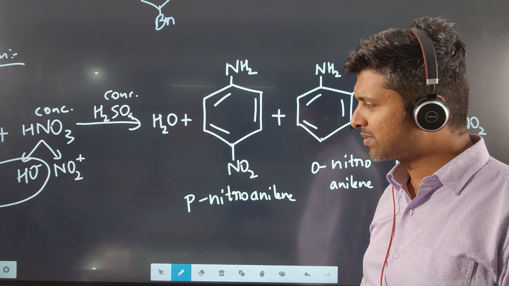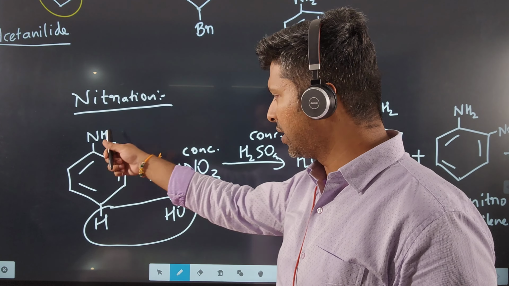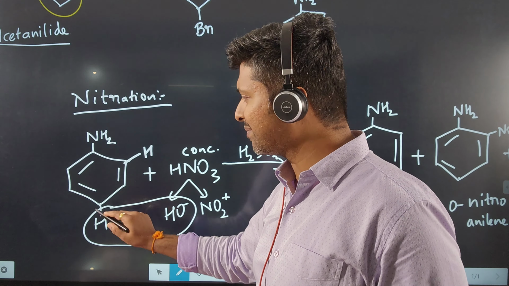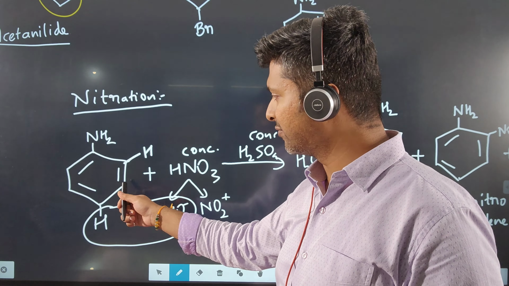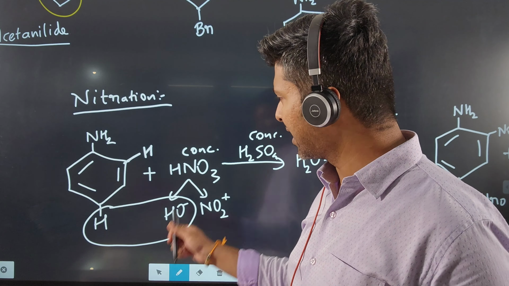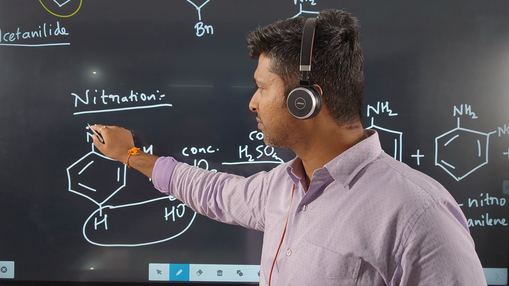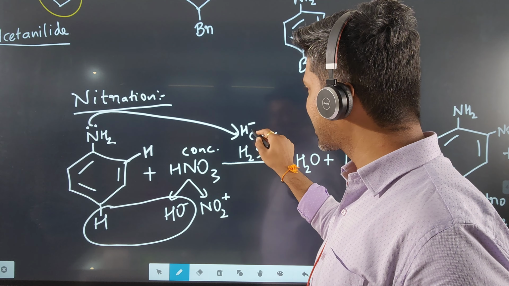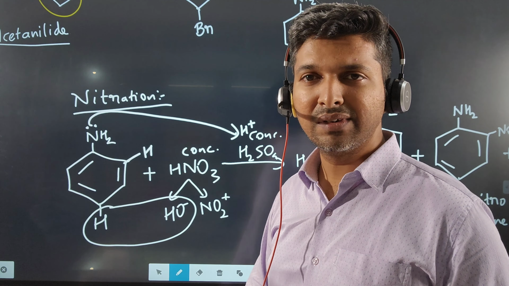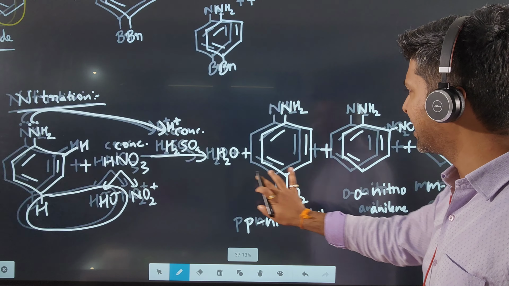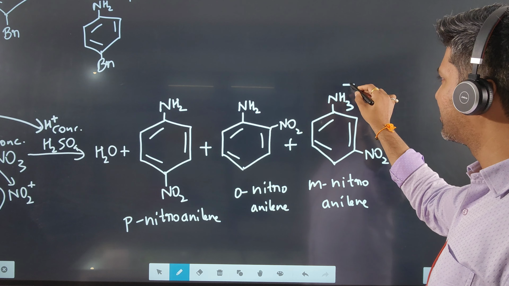Okay, we get a meta substituted product. Now you must be wondering, sir, this is an electron donating group, it should activate only the ortho and para position, then how have you got a product on the meta position? Because I told you the excess H2SO4 reacts with NH2. Obviously this has a lone pair of electrons, it will donate to the H plus ions of H2SO4, and one H plus ion will get attached over here. When one H plus ion gets attached, temporarily it becomes NH3 plus.